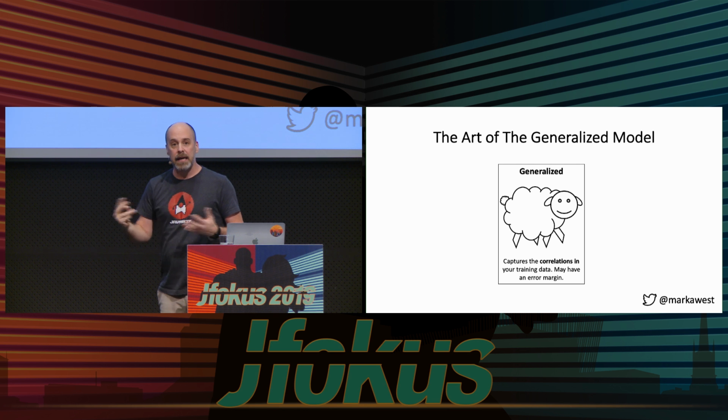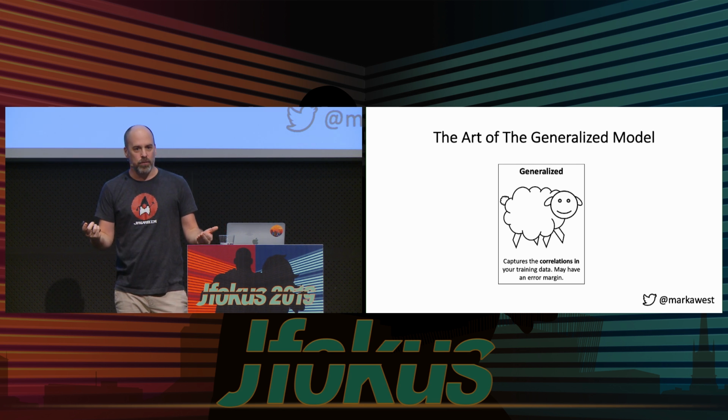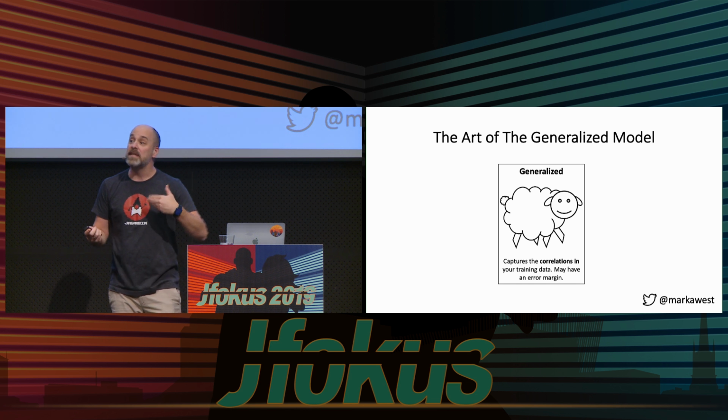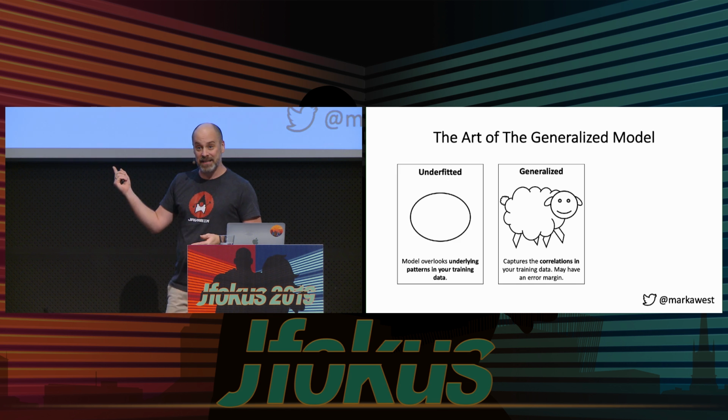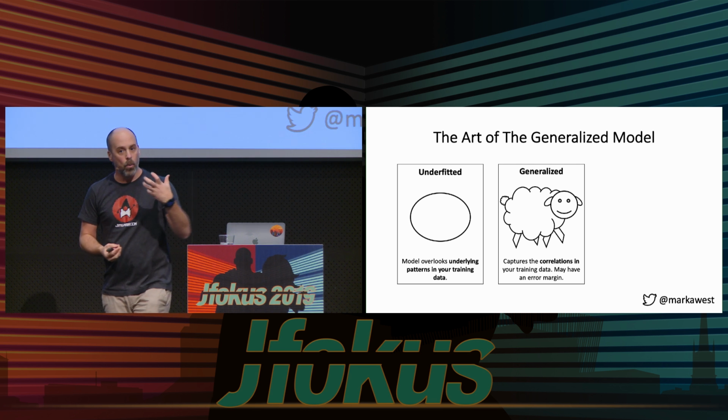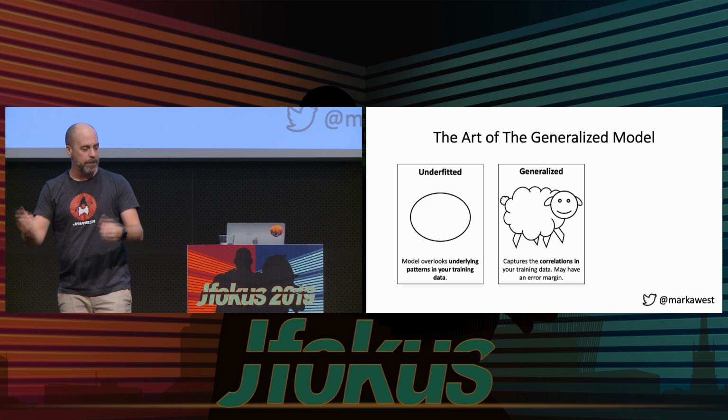I can show that to anybody, and I'll know what a sheep is. But if you're not good at training your model, if you give your model bad data or you don't give it time, you're going to end up with something like this, which is the model isn't able to find the relations between what a sheep is and the label sheep.